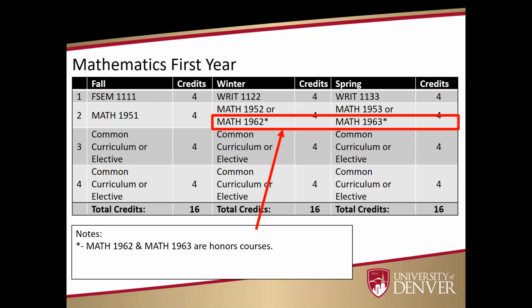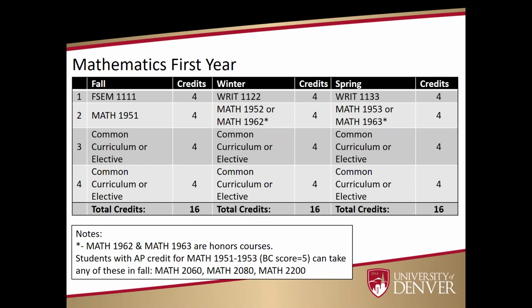We do not have an honors calculus course for Math 1951. We want the students to come in and start their math sequence and then to option into the honors sequence 1962 or 1963. The third class would be a common curriculum or elective for the math majors, and there's also in your fourth class an opportunity to take common curriculum or elective.